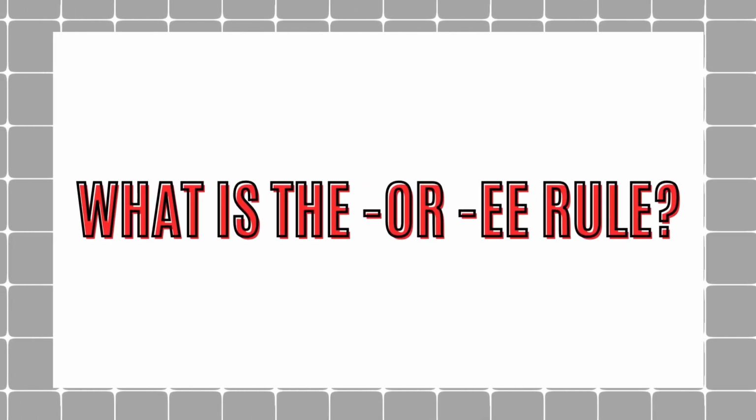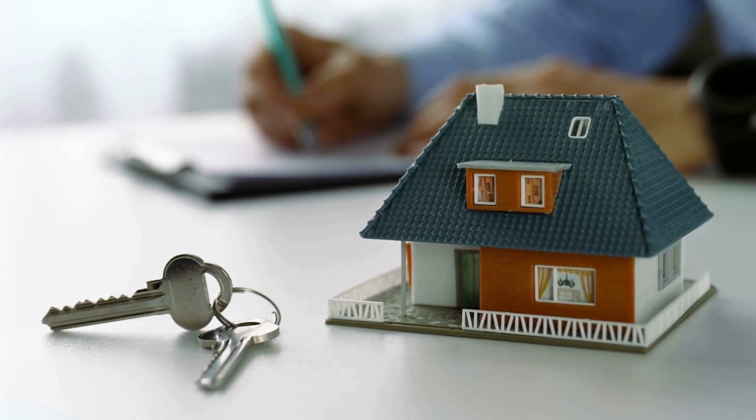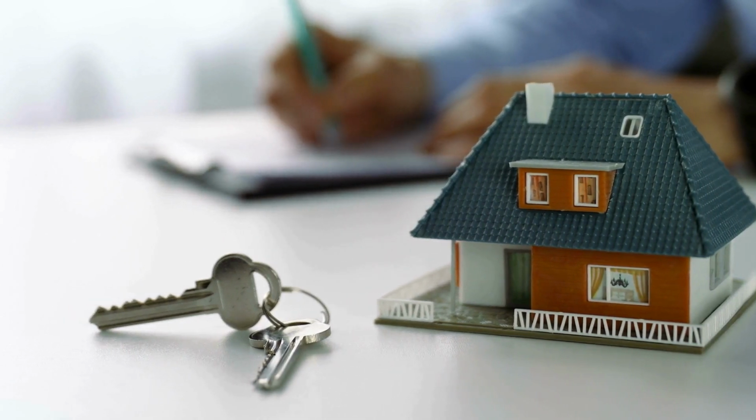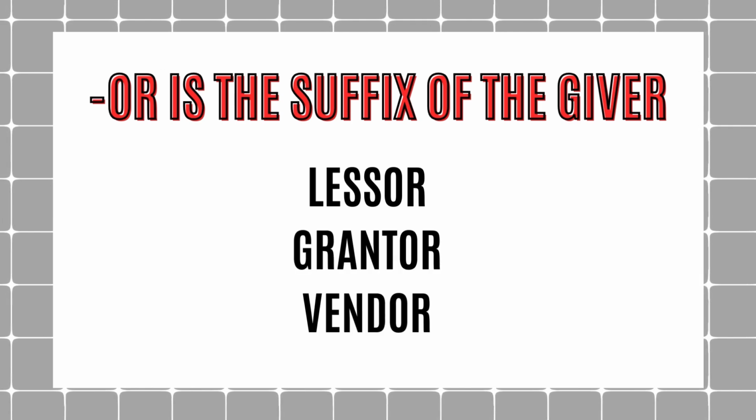Let's break it down. What is the OREE rule? The OREE rule is a simple memory trick that will help you understand who is giving and who is receiving in a real estate transaction. The OR is the suffix of the giver, meaning that every term that denotes the giver, seller, or conveyor in a transaction will always end with OR. For example, lessor, grantor, and vendor.